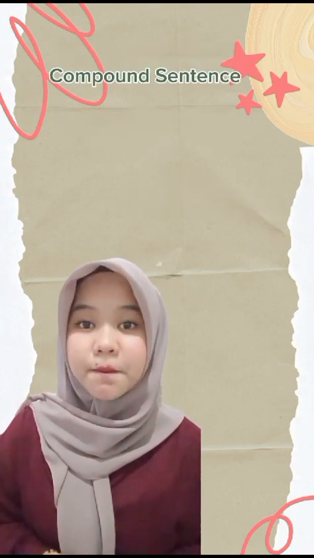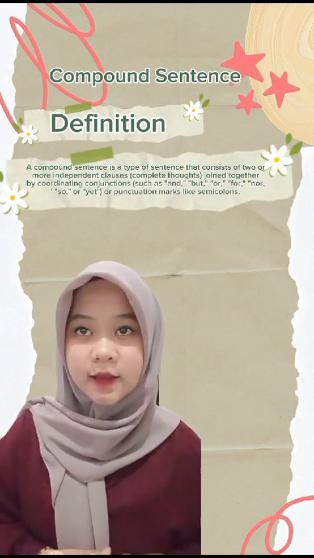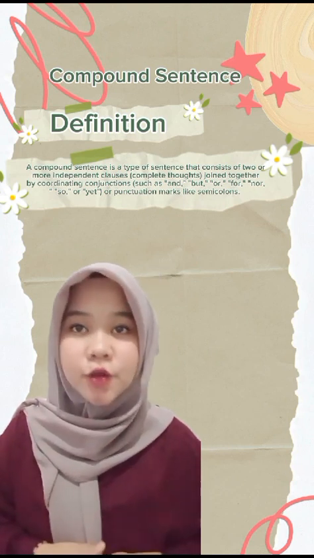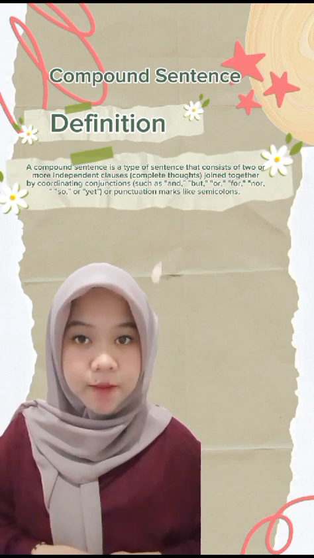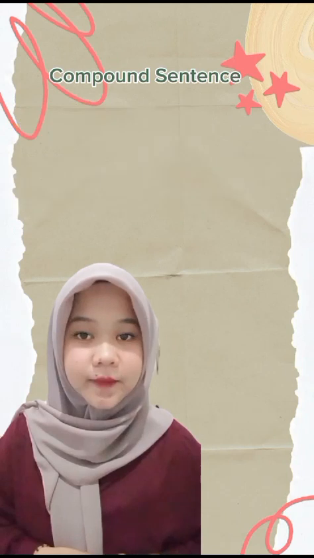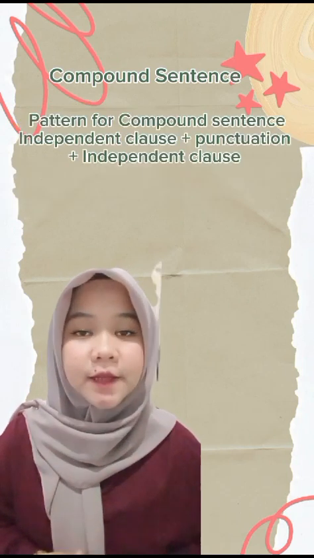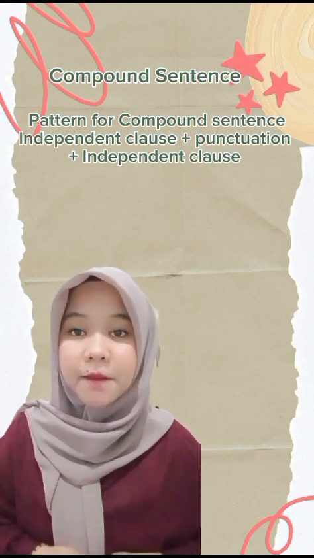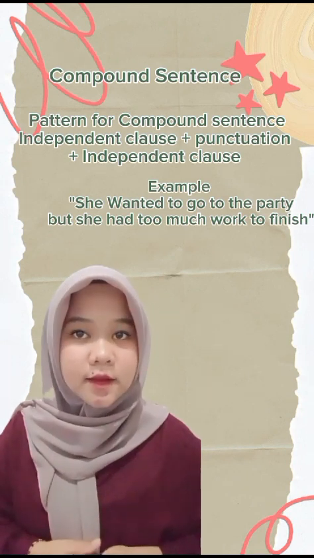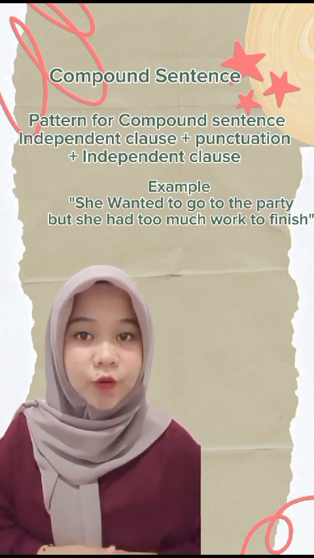Second, compound sentence. A compound sentence is a type of sentence that consists of 2 or more independent clauses joined by conjunctions, a semicolon, or other appropriate punctuation. The pattern is independent clause plus punctuation plus independent clause. For example, she wants to go to the party, but she has too much work to finish.